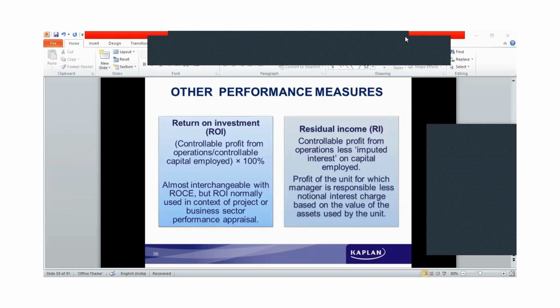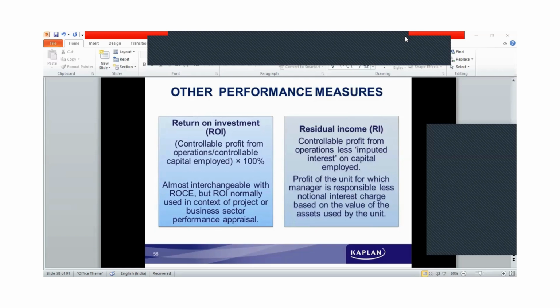What is ROI? At the time of explaining ROCE, I also told that they're interchangeably used with ROI, ROA, ROE. All these things are used interchangeably because the numerator is focusing on the profit which is available. Denominator is about the capital employed or the investment made into total assets. So it's a percentage calculation: controllable profit or operating profit divided by controllable capital employed into 100.